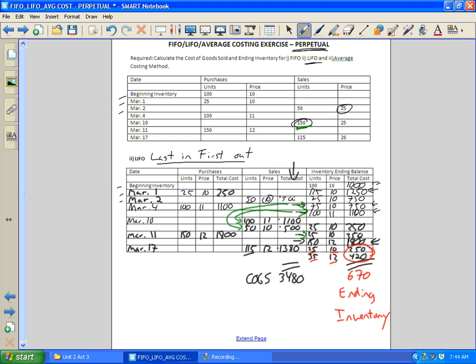Okay, guys, that's last in, first out. Hopefully you had a chance to walk through with the worksheet. If you didn't, maybe you can restart the video, print off the worksheet, and try it again.